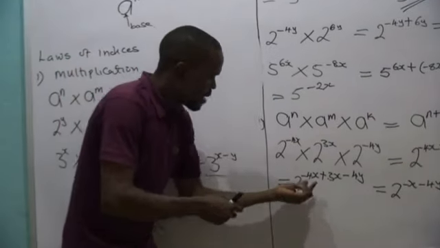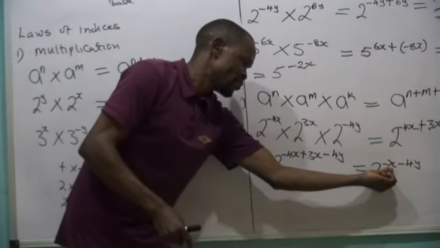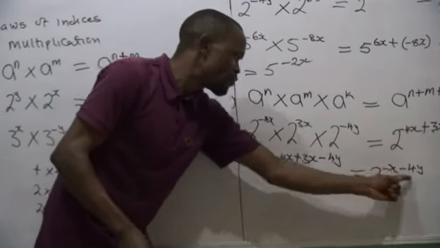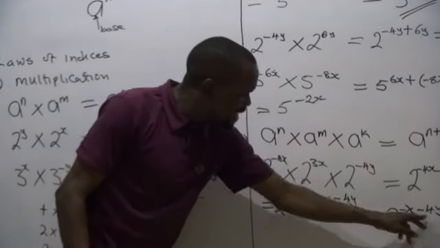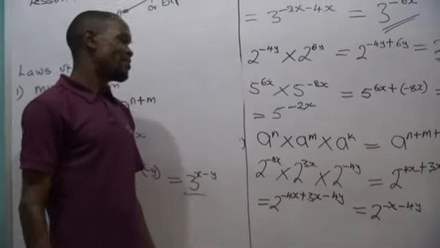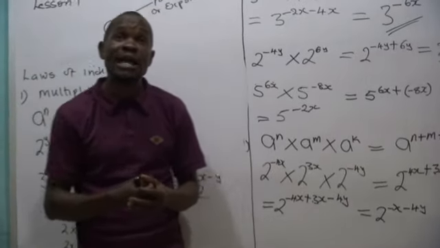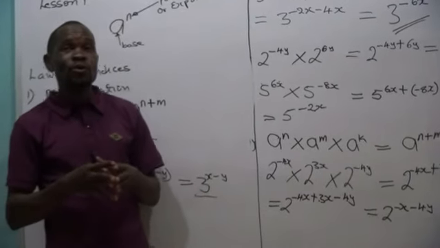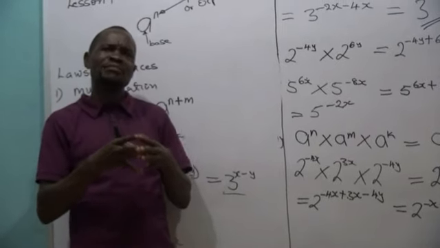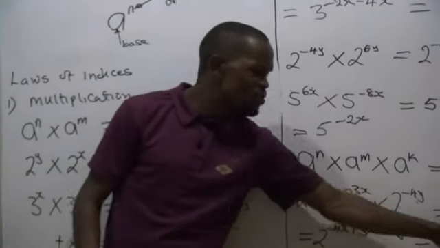How do we get it? I'm owing 4x. I pay 3x. I'm still owing, which shows this minus. It says that I'm still owing an x. Then minus 4y. Can I add this and this? No. Why? This is rice. This is beans. They are not like terms. We can add on like terms. We can subtract on like terms. But we can multiply on unlike terms. So the only thing we can do on unlike terms is to multiply them. Therefore, this answer will be left this way.